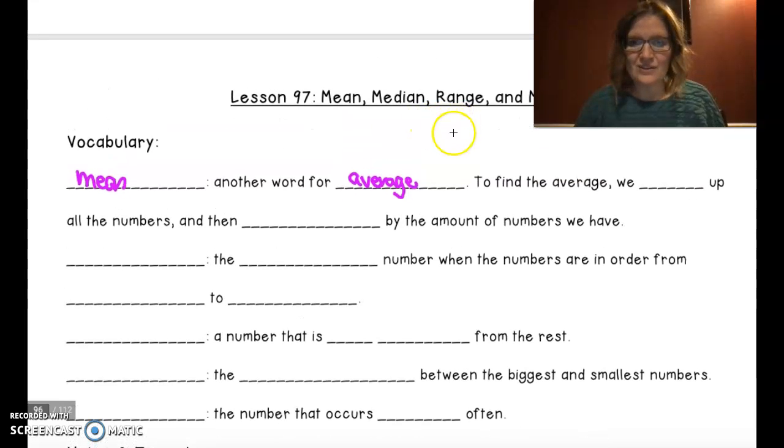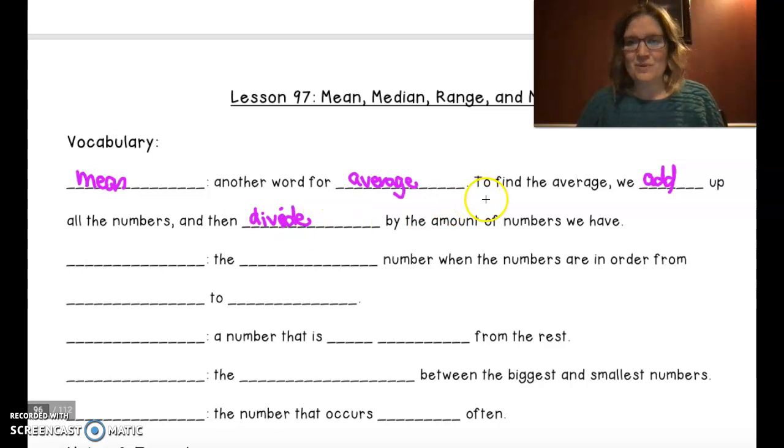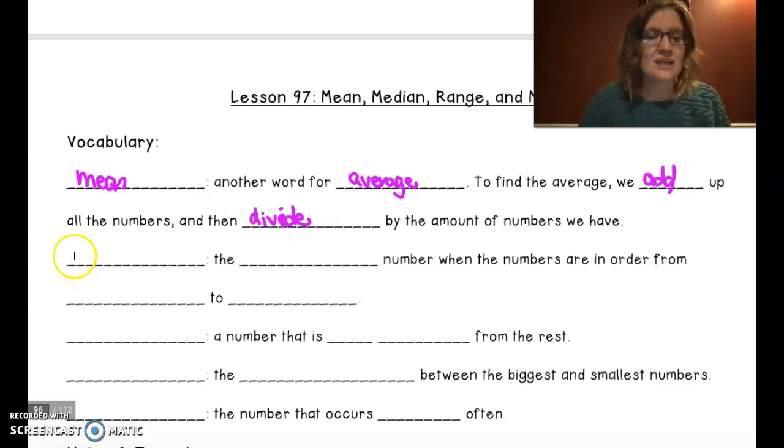And I'm going to scroll down a little. To find the average, let's remember from last lesson, we add up all of the numbers and then divide. Oh, goodness, guys. Divide by the amount of numbers we have. And you know what that is. So when I say find the mean of these numbers, you can do this because you know how to find the average.